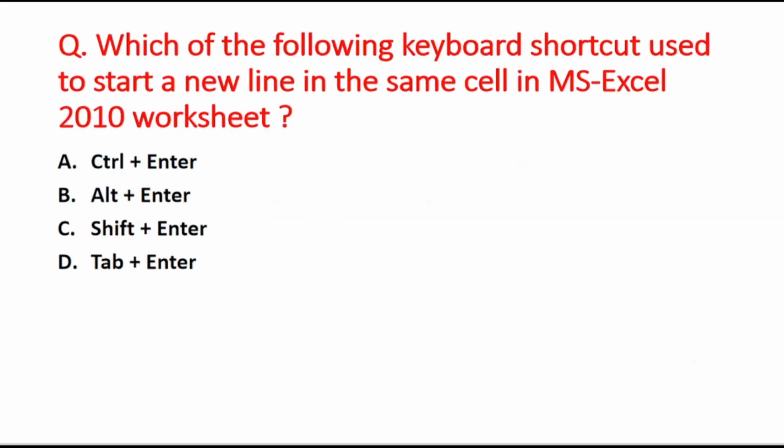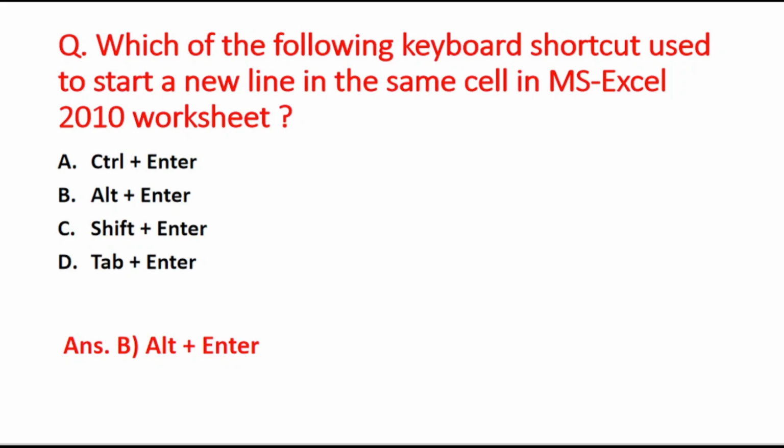Next is, which of the following keyboard shortcut is used to start a new line in the same cell in MS Excel 2010 worksheet? Your A option is Control plus Enter, B option is Alt plus Enter, C is Shift plus Enter, and the last option is Tab plus Enter shortcut key. So to insert a new line in the same cell, the shortcut key is Alt plus Enter. So option B is the right answer.